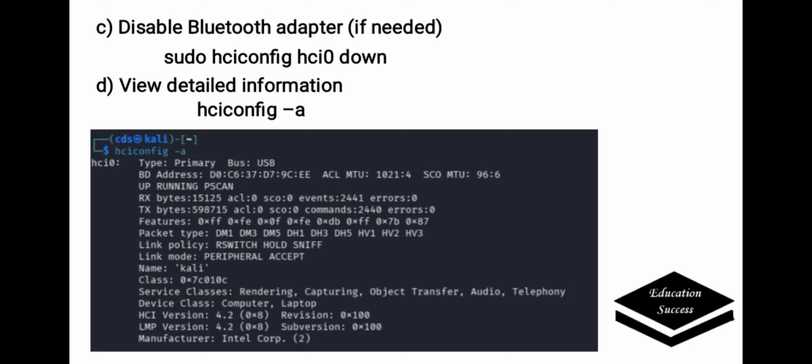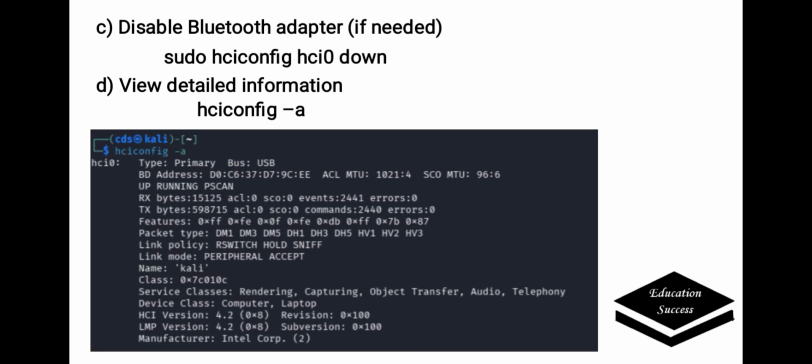It will show us the name here, which is Kali. The class of the Bluetooth type shows 0x7c010c. I will tell you what the class name indicates. Next, the Bluetooth class is computer, laptop. What is the manufacturer? It will show all the details.